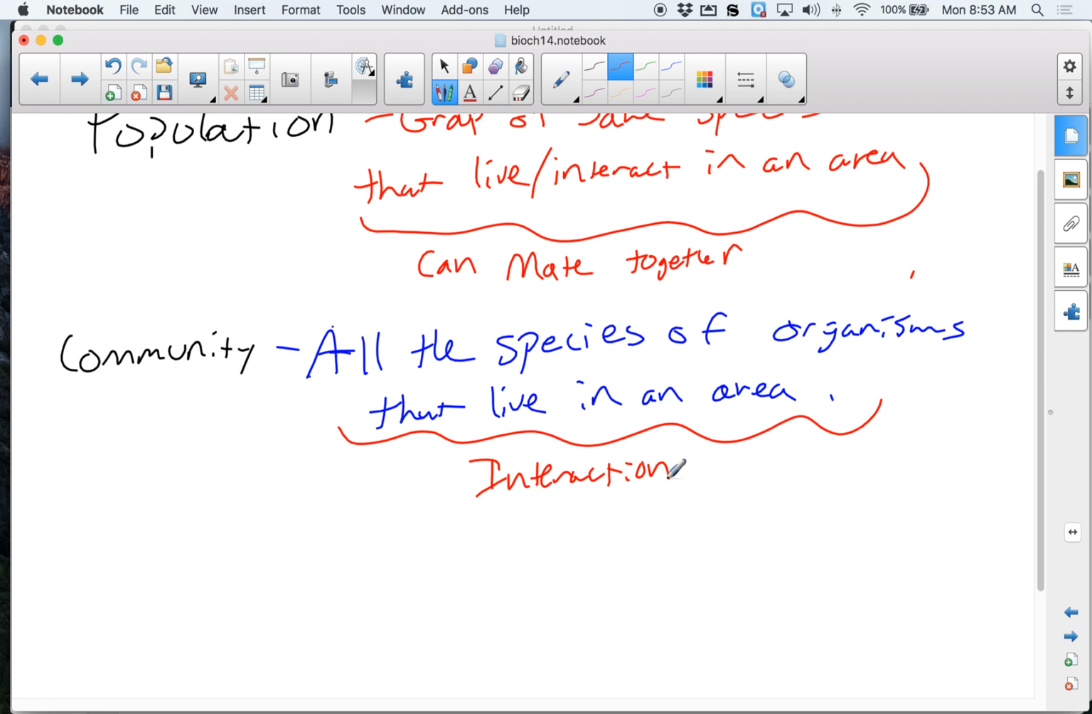So around here we would talk about a population of pheasants that live in the county, and they interact with each other. They're able to mate with each other. But then the community would include the plants that the pheasants eat, the predators like the fox and the coyotes that eat the pheasants, the bugs that the pheasants eat. All of those things would go in together with the community.